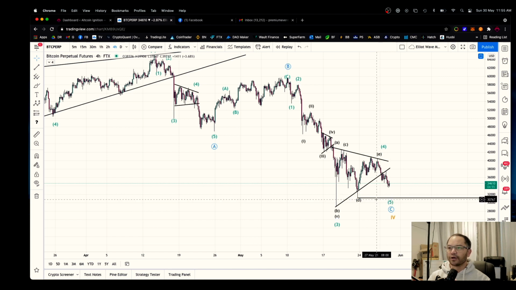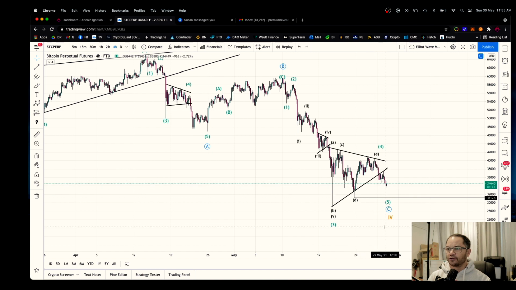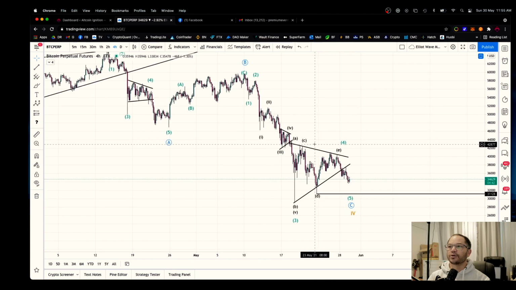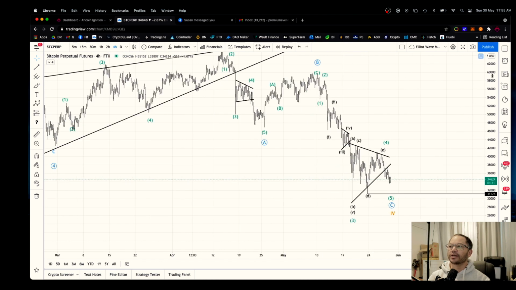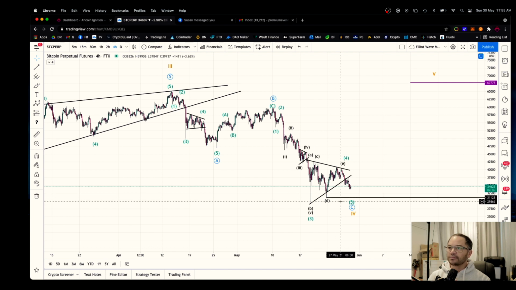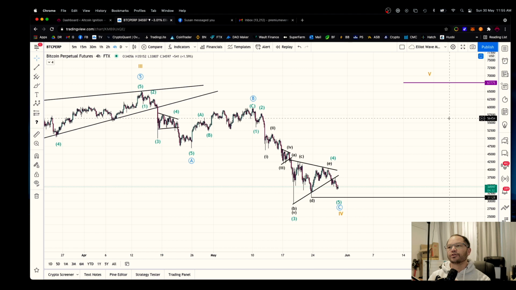Analysis can always be wrong. Of course, we could get a huge wick down there and just get a close here, but I think it's more likely we get a wick down to here, and then what's going to happen after that is we're either going to go into another correction, a bit of a larger corrective move, an ABC like this or something like that, or we're going to start a new uptrend. It'll be one of the two.